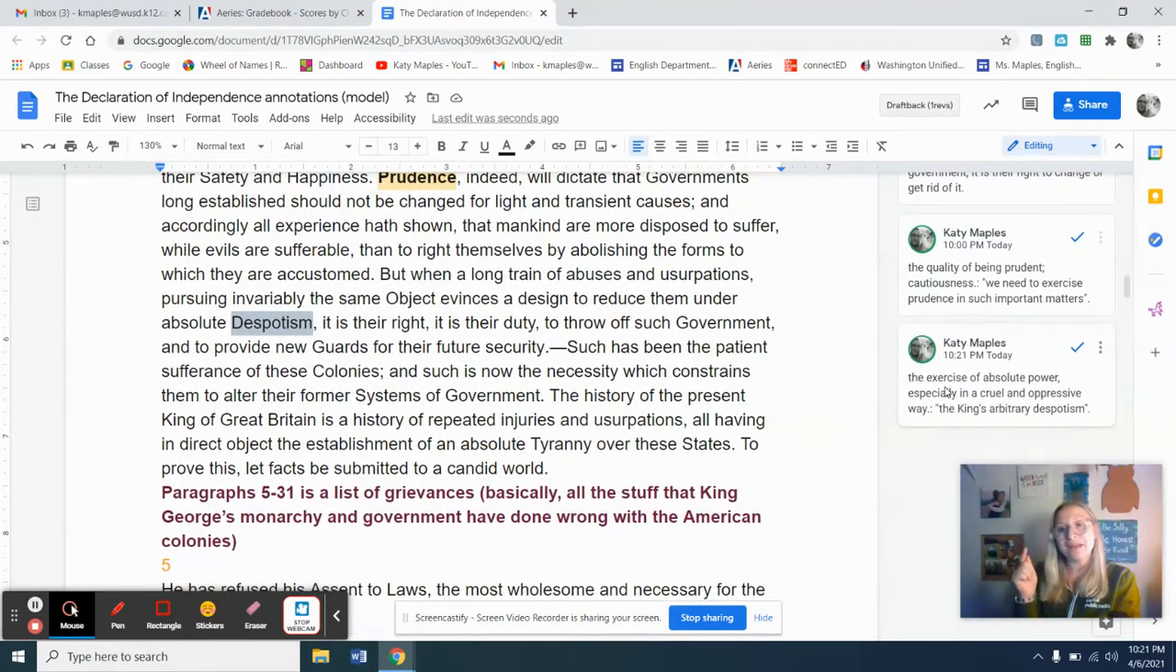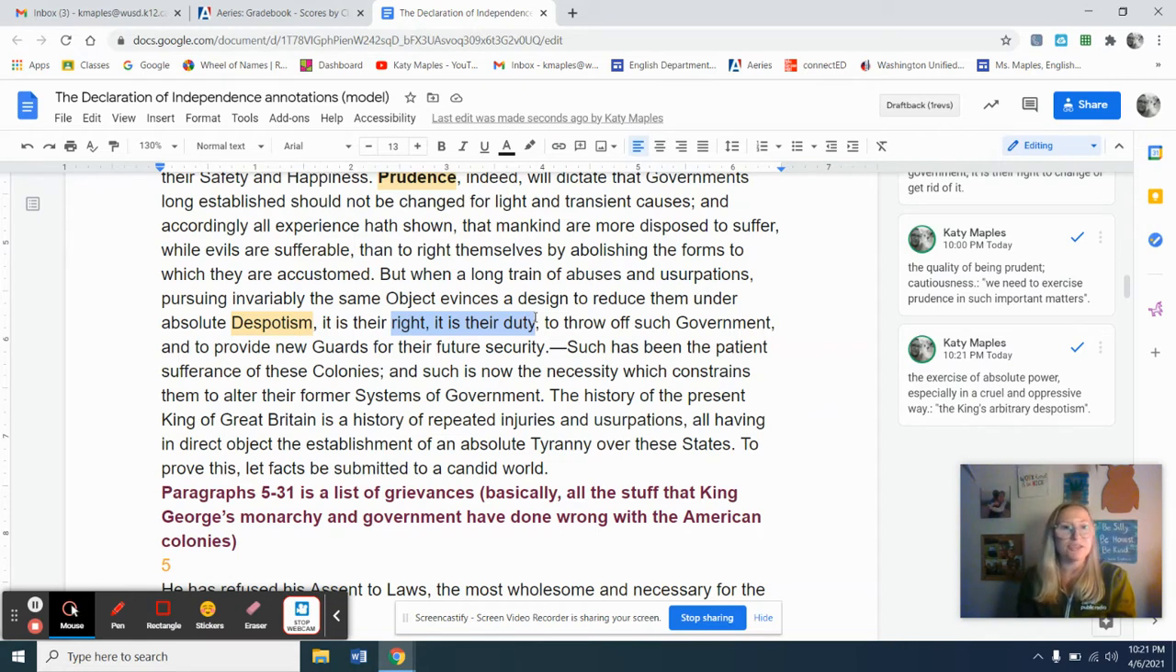So he's saying when a king is like that, or when a government is like that, it is the right and duty. It's not just a right, it's their duty to make life better and to throw off such a government for future security. What about the kids, right? What about the next group of people? We have to make things better.